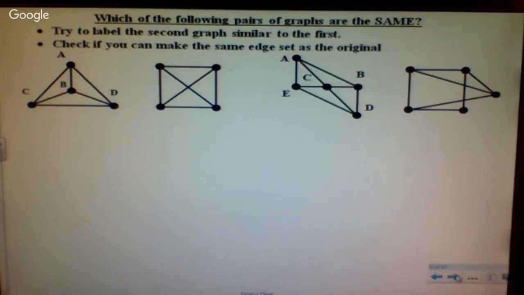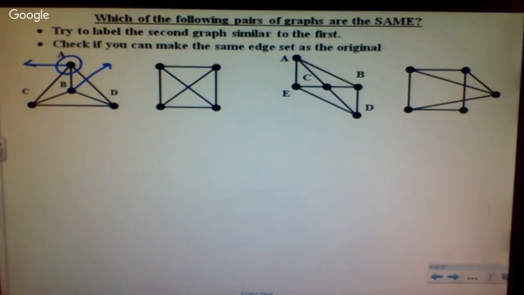Take a look at number one. How many do you think number one works? Good. Number one does work, okay? Basically what has happened in number one is they've stretched A out to this corner and B up to this corner, okay?